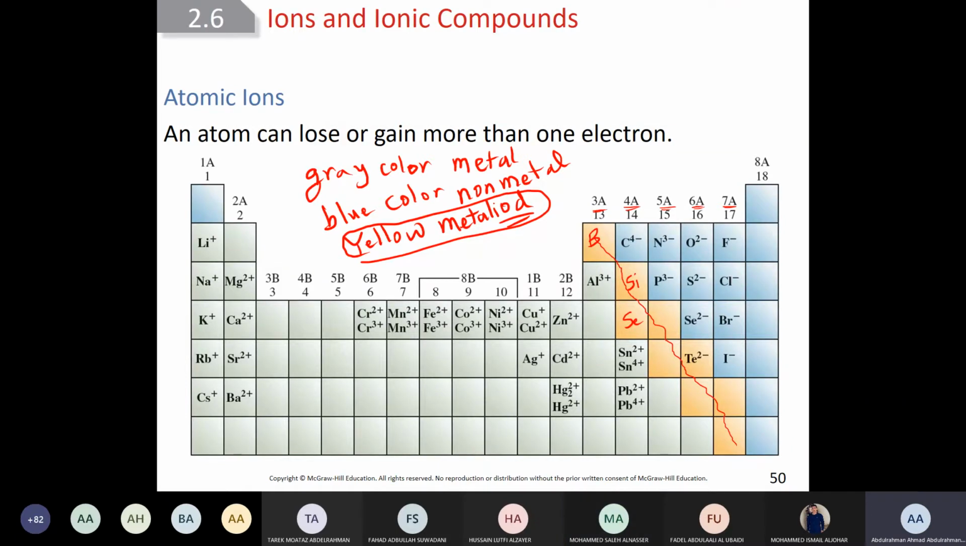I want you to memorize the metalloids only. Don't memorize the other things. I want you to stick it to your mind. Look at the periodic table and decide which are the metalloids. That's it. Is this clear? Do we have to memorize the charges? I did not talk about it. I will talk about it in a while.